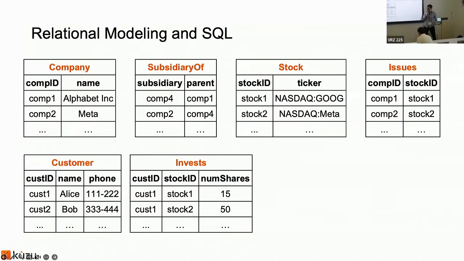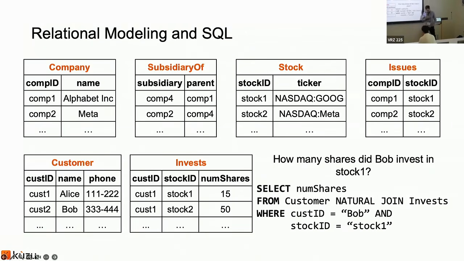And in SQL, obviously, you can answer certain questions, very suitable for data crunching over these records. So if you wanted to ask, how many shares did Bob invest in stock one, you could ask a SQL query like this. The names of customers are in the customer table, what they buy is in the investments table, so you need to do a natural join between them, and you select on Bob and stock one. Okay, so that's it, and then you're returning the number of shares.